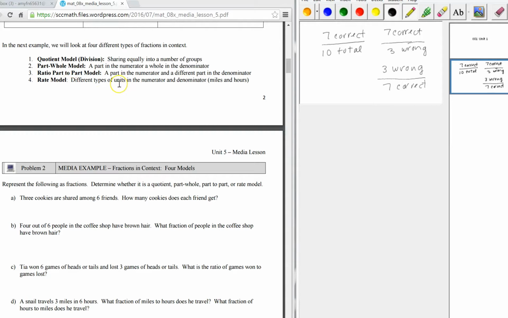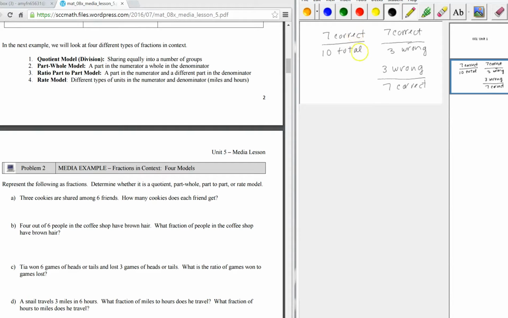And finally, rate. So notice here the difference between a ratio and a rate. So a rate is a type of ratio, but the types of units in the numerator and denominator are different. So here, notice we labeled them wrong and correct, correct and wrong, correct and total.